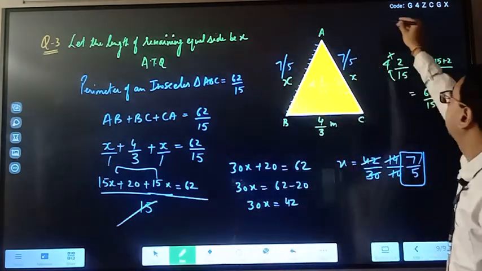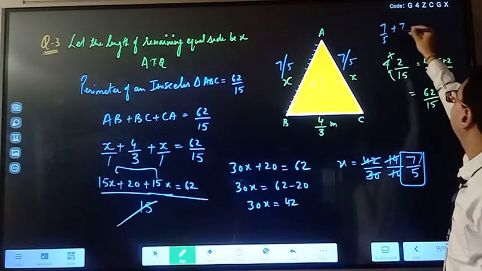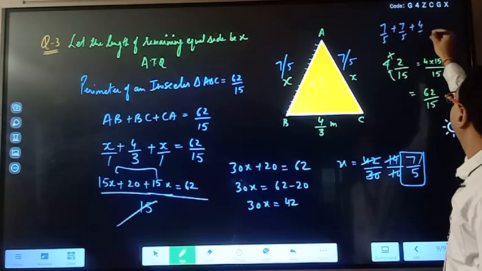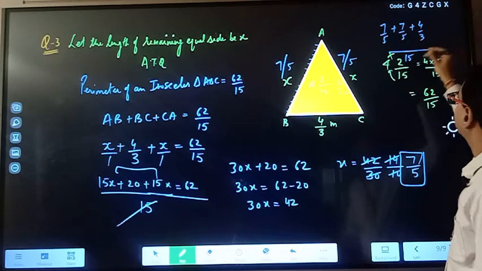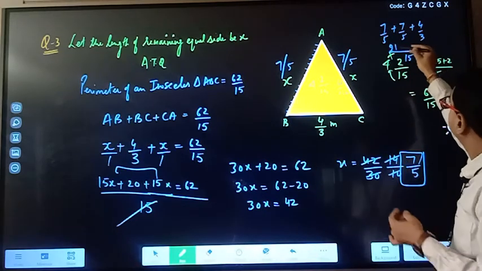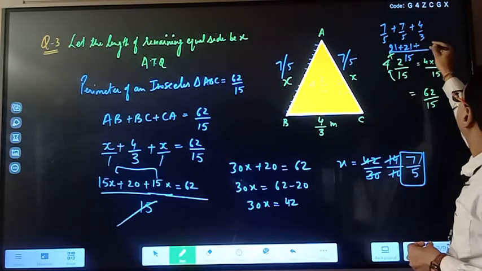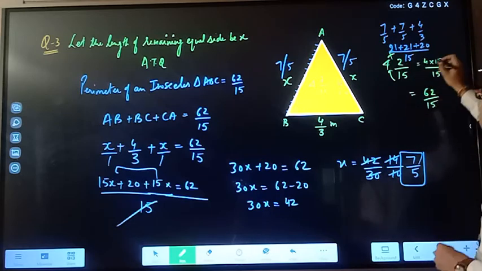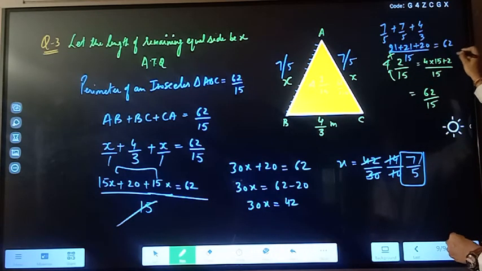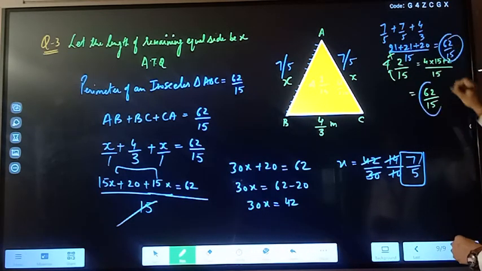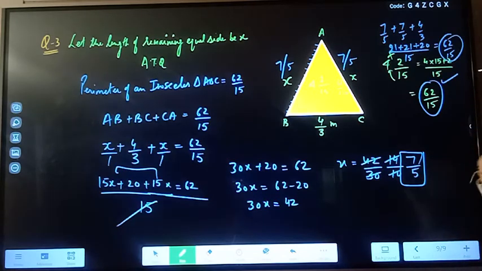Now if you solve 7 by 5 plus 7 by 5 plus 4 by 3, you'll be getting 15 as the LCM again. So it will be 21 plus 21 plus 20. What you'll be getting? You'll be getting 62 upon 15. Hence verified. Are we clear? Any doubt anyone is having with this question? Next, question number 4.